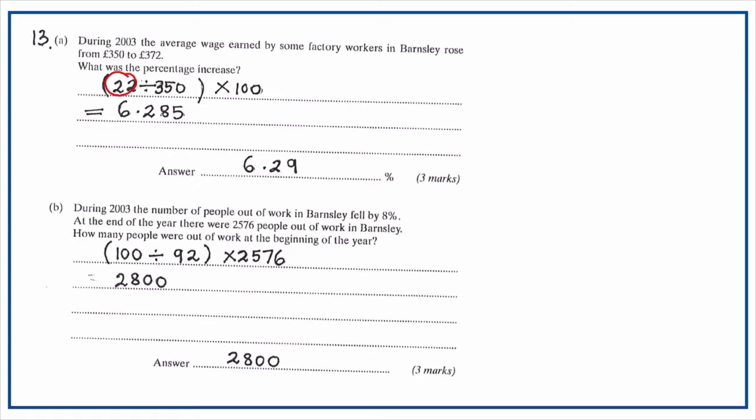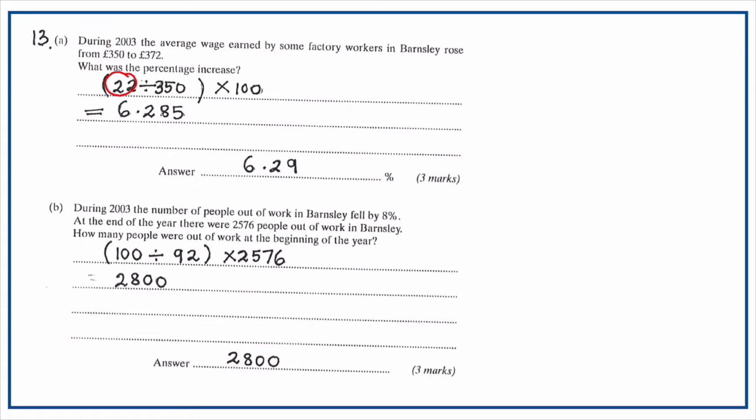Now, during 2003, the number of people out of work in Barnsley fell by 8%. At the end of the year, there were 2,576 people out of work in Barnsley. How many people were out of work at the beginning of the year?